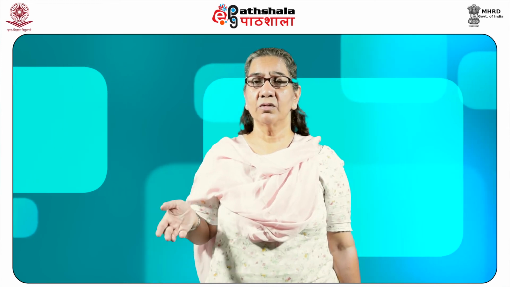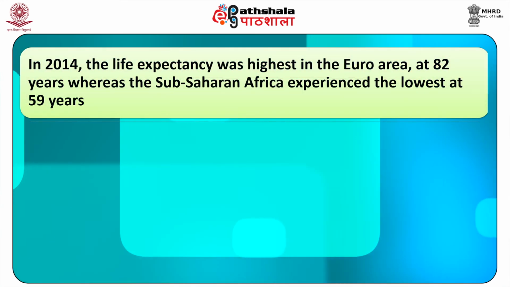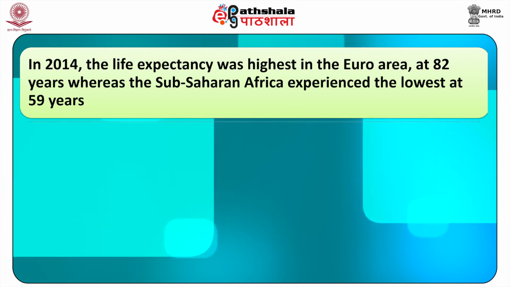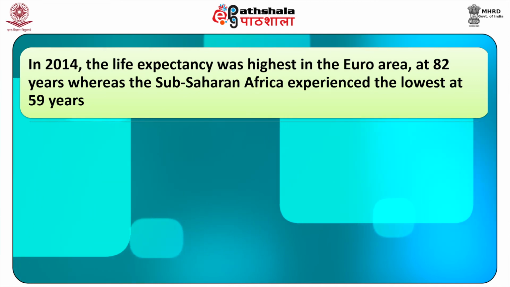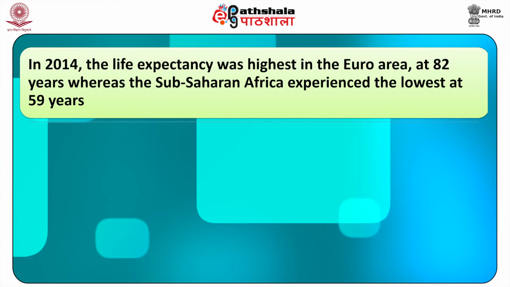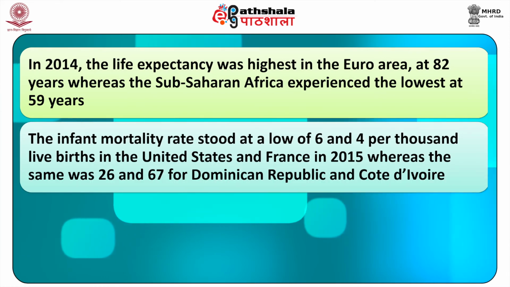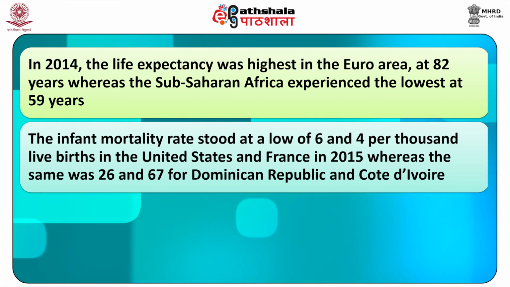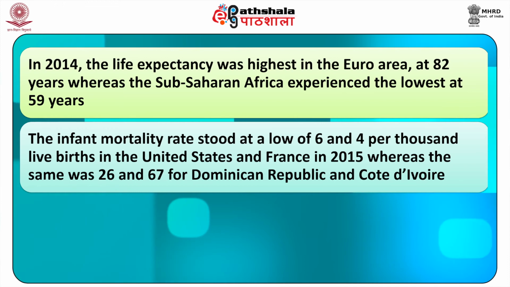The life expectancy among different countries varies too. In 2014, the life expectancy was the highest in the Euro areas at 82 years, whereas sub-Saharan Africa experienced the lowest at 59 years. The infant mortality rate stood at a low of 6 and 4 per 1,000 live births in the United States and France in 2015, whereas the same was 26 and 67 for Dominican Republic and Cote d'Ivoire.